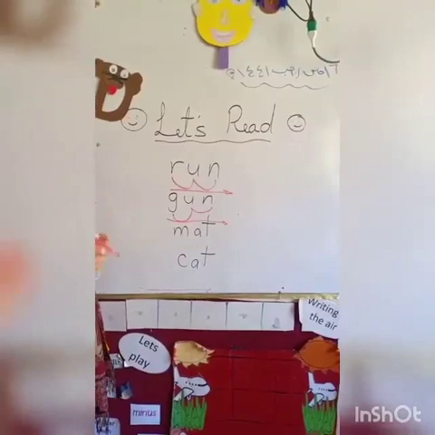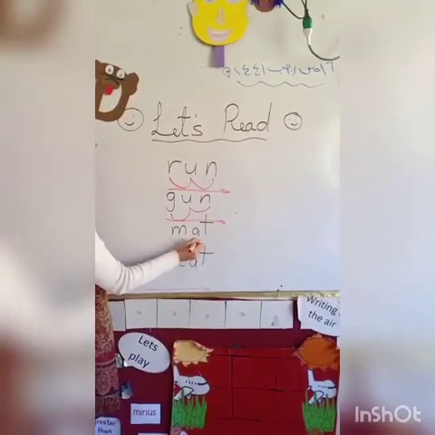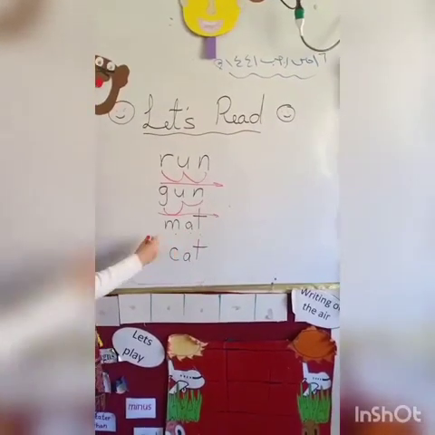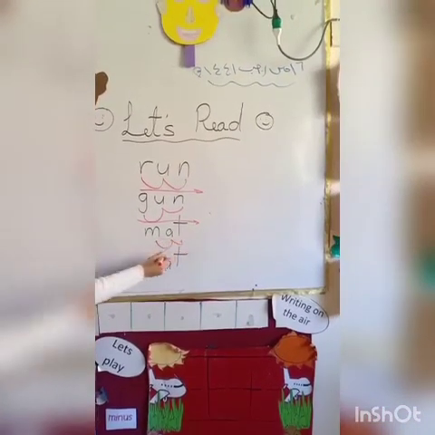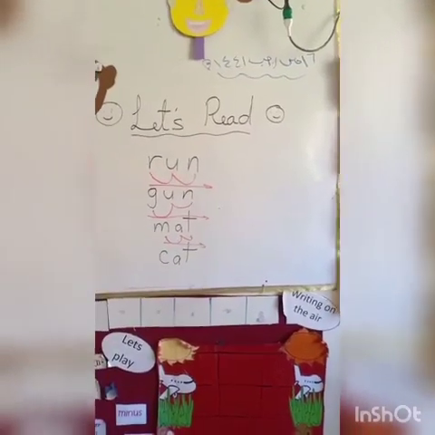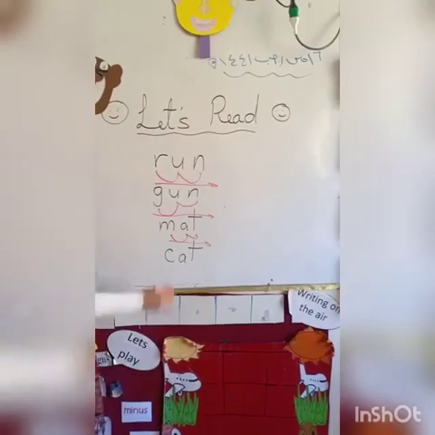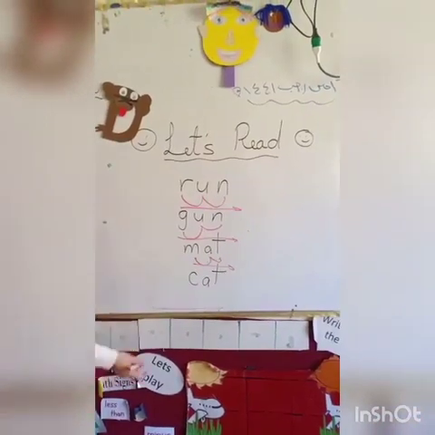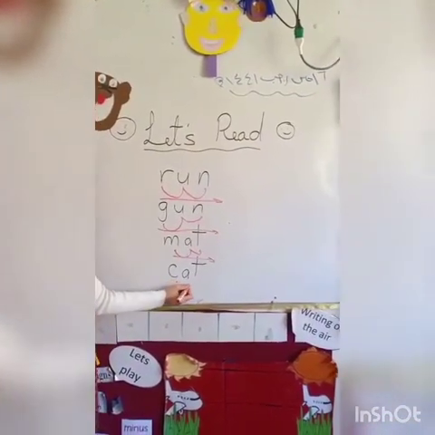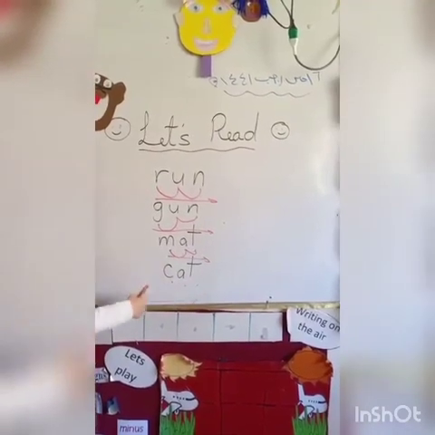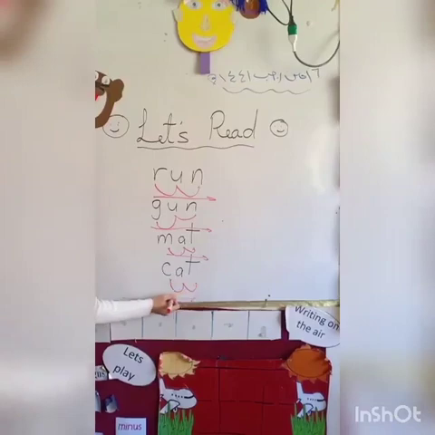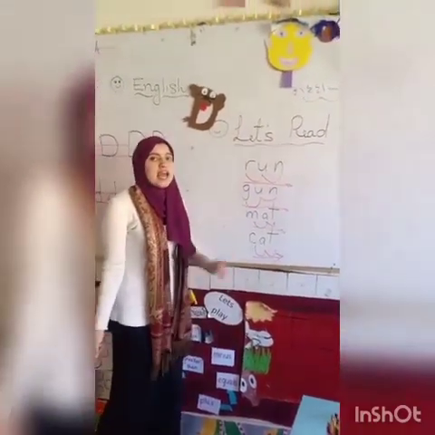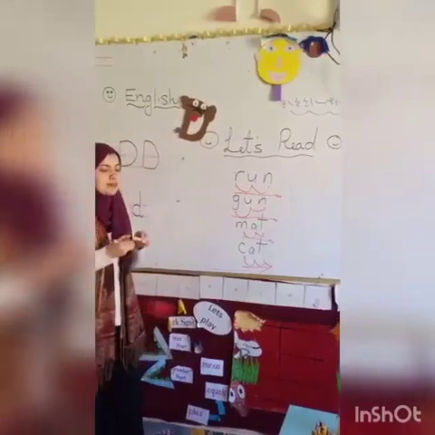I will put a dot and you have to say the sound. Faster, faster. It's mad. Excellent. Mad. Okay, the last one. Say the sound. G, a, t, together and faster. Clap your hands for yourselves.